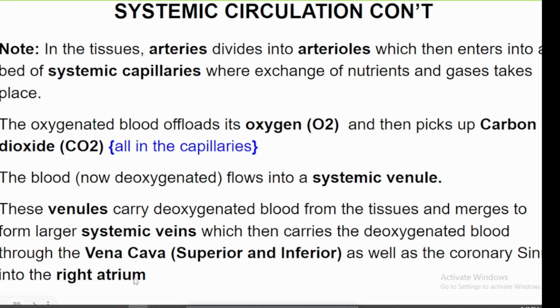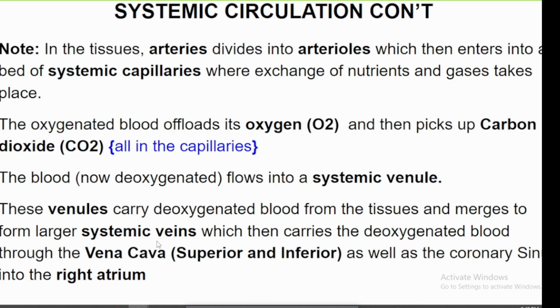Are we there? So that is what happens. So all this blood is now collected into the right atrium. Great. So that is about the systemic circulation. So systemic circulation, first of all, the left ventricle receiving oxygenated blood from the pulmonary veins. Then in the left atrium, blood moves from the left atrium through the bicuspid or the mitral valve into the left ventricle. The left ventricle now pumps this oxygenated blood through the semilunar valve into the aorta.